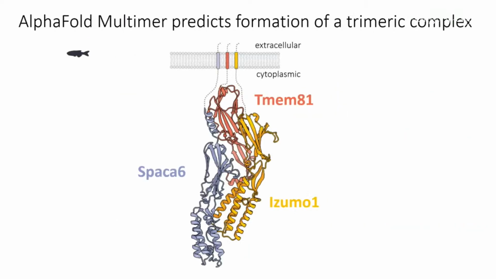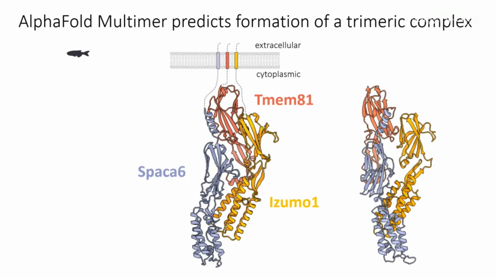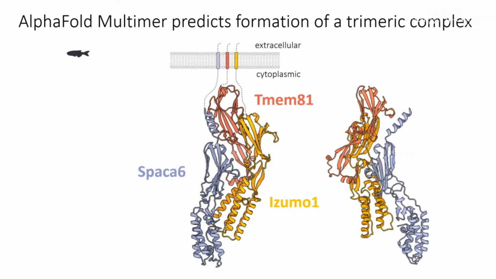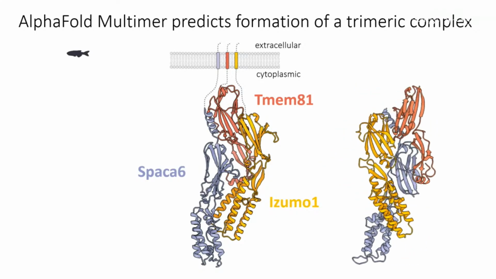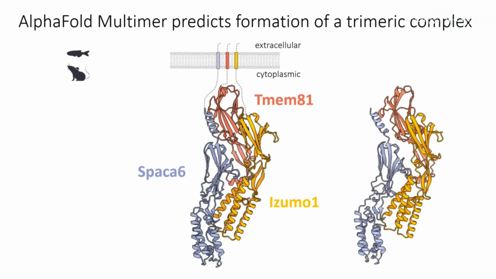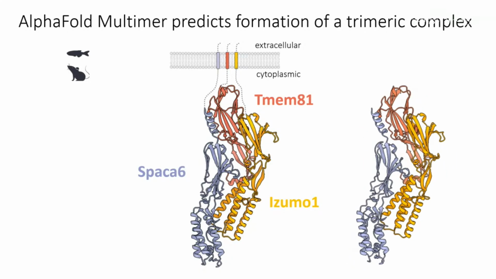And when we put all three together, we found that these three factors were predicted to form a trimeric complex. This is not only true in fish. We ran the screen in fish, but we also predicted it for all other vertebrates, and this is also true for human, for mouse, for all other vertebrates. So this was extremely exciting because now we had a trimeric complex that could maybe give a function to these proteins where we didn't know what they are doing. And we had a new factor, TMM81, that no one had ever looked at.